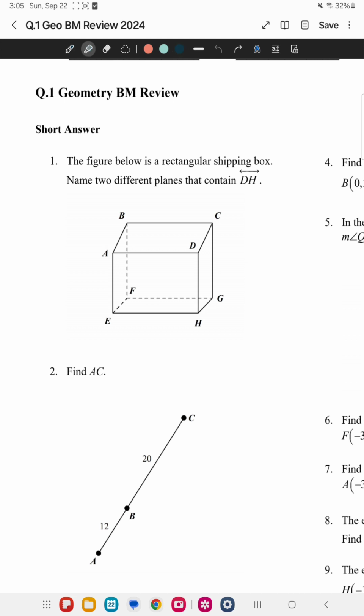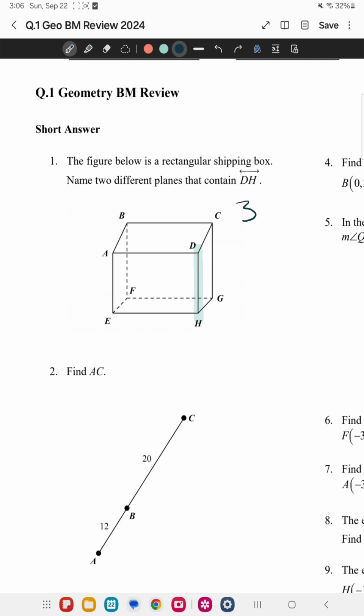I'm going to do 1 through 10 on this video. So this video, the first number 1, asks us to find two different planes that contain D and H. So I'm going to go D and H right here. Remember that it takes 3 points in order to name a plane.